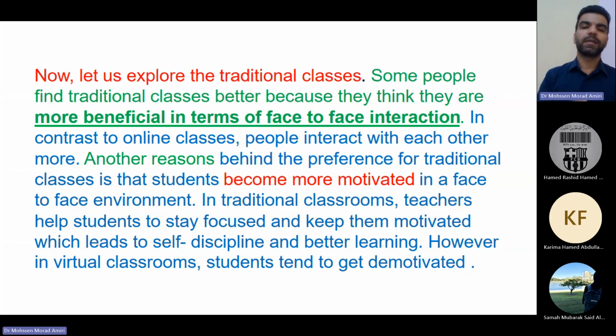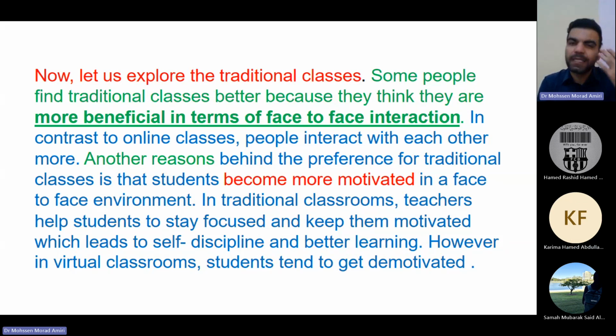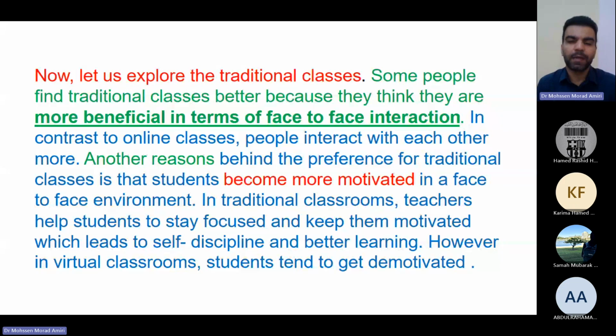Why are they more motivated? Because they can interact with the teacher, they can see the students, their classmates, and they can be more active in the class. But in the online classes, you cannot be active. It is so boring. You're just listening to me. And if I ask you a question, because I cannot see you, it is very boring and irritating.